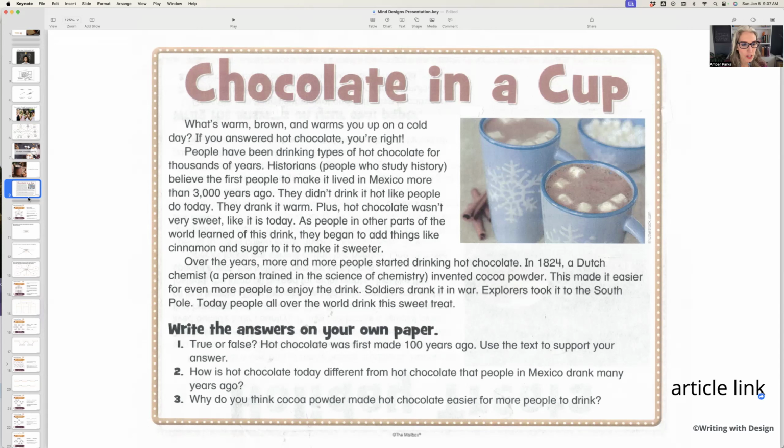As people in other parts of the world learned of this drink, they began to add things like cinnamon and sugar to make it sweeter. Over the years, more and more people started drinking hot chocolate. In 1824, a Dutch chemist, a person trained in the science of chemistry, invented cocoa powder. This made it easier for even more people to enjoy the drink. Soldiers drank it in war, explorers took it to the South Pole. Today, people all over the world drink this sweet treat.